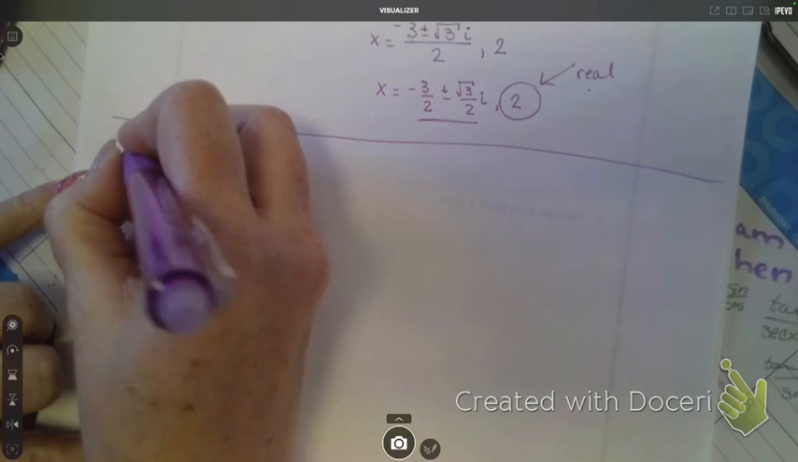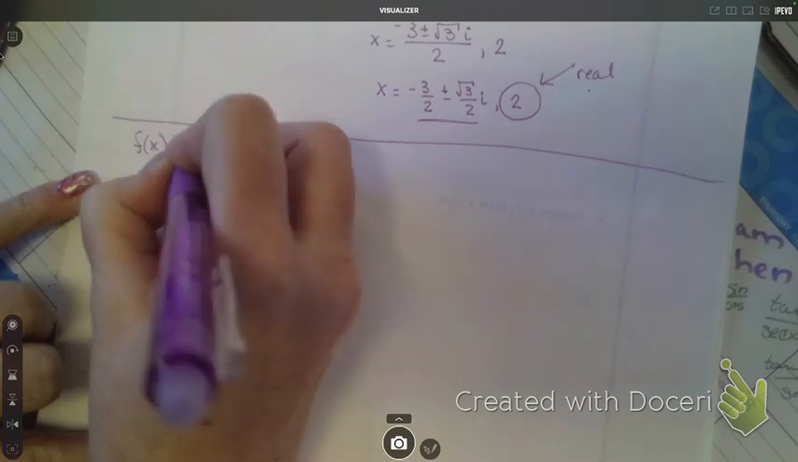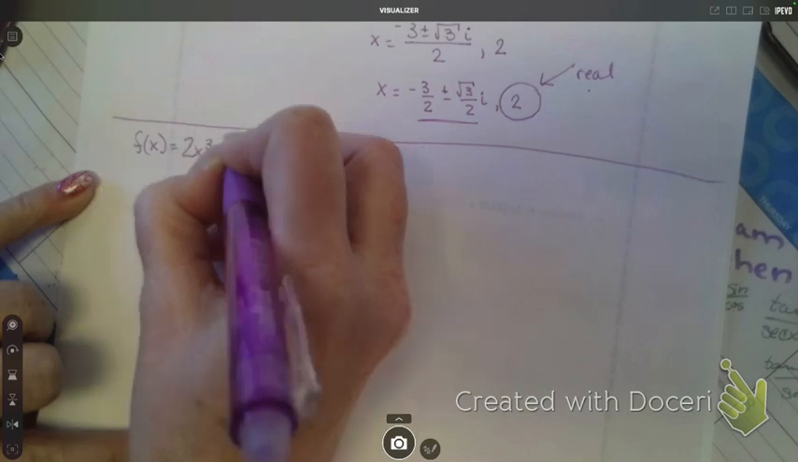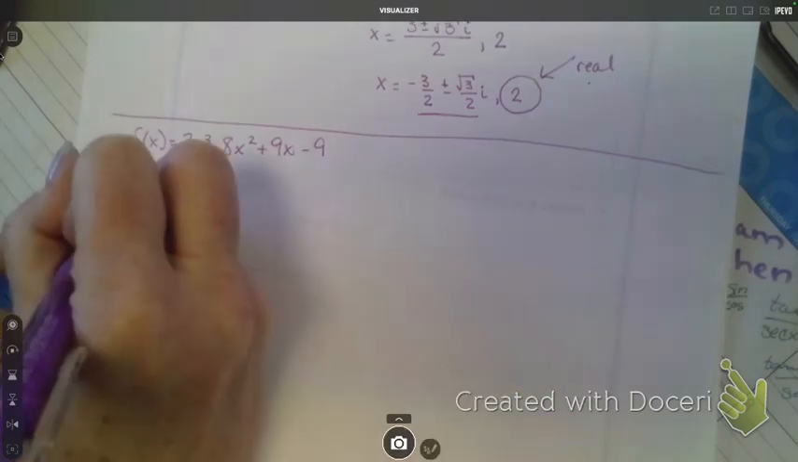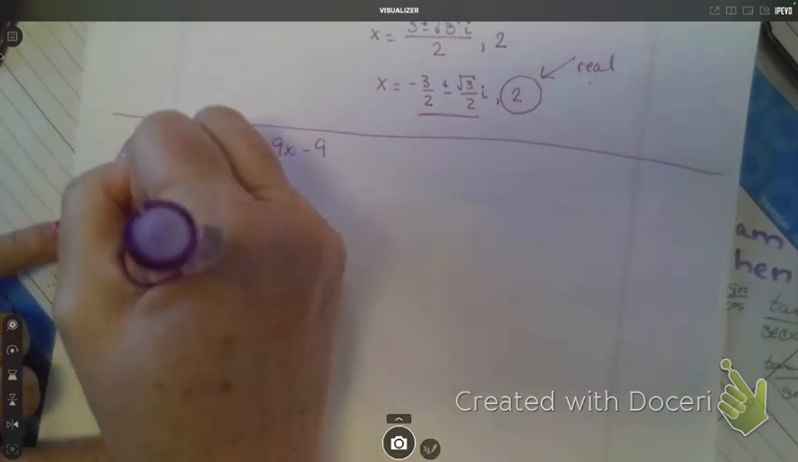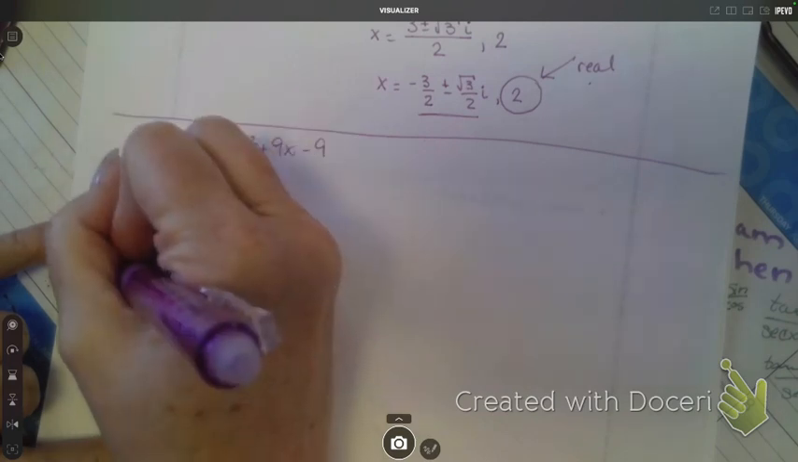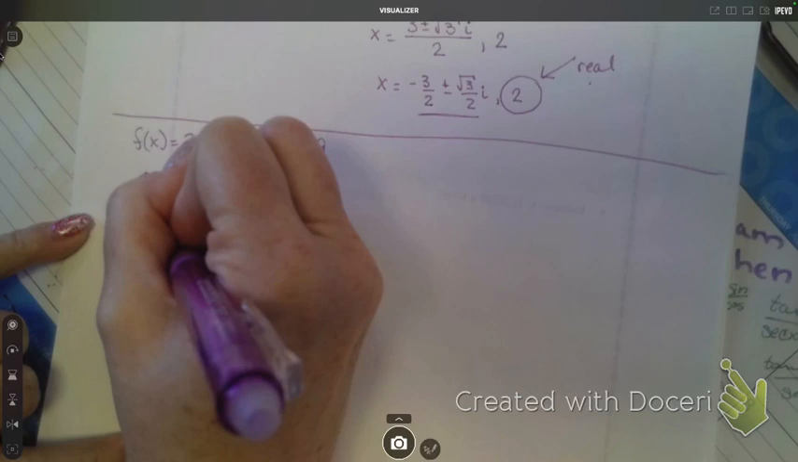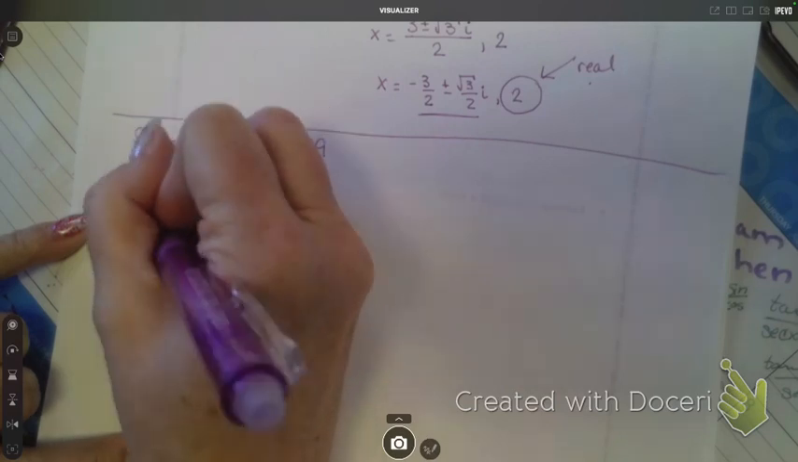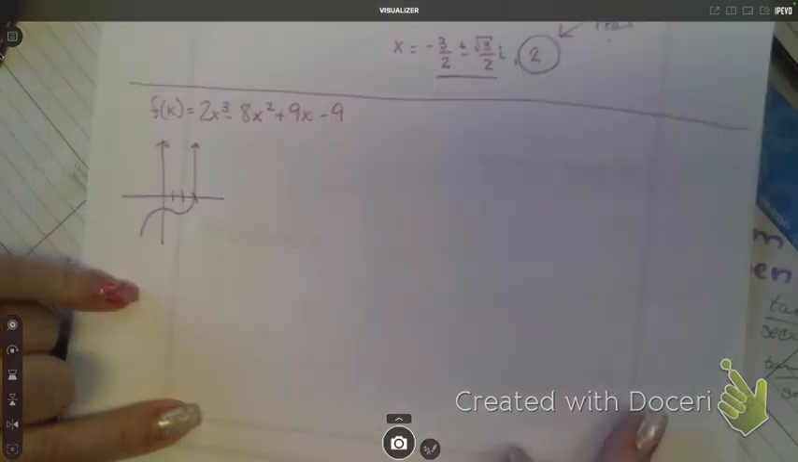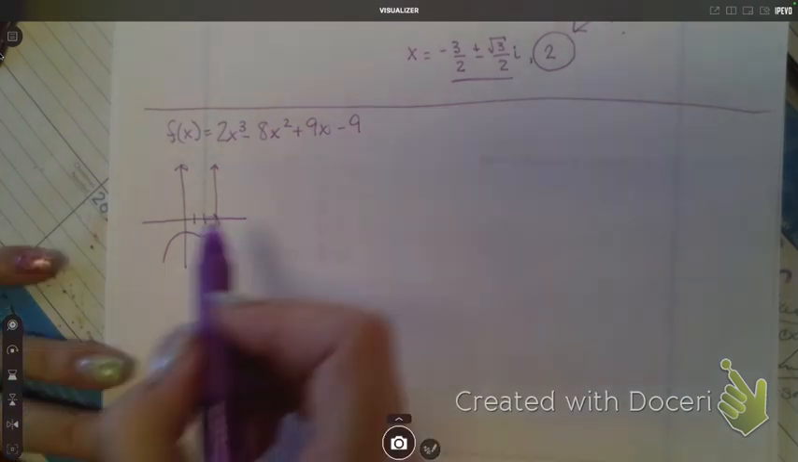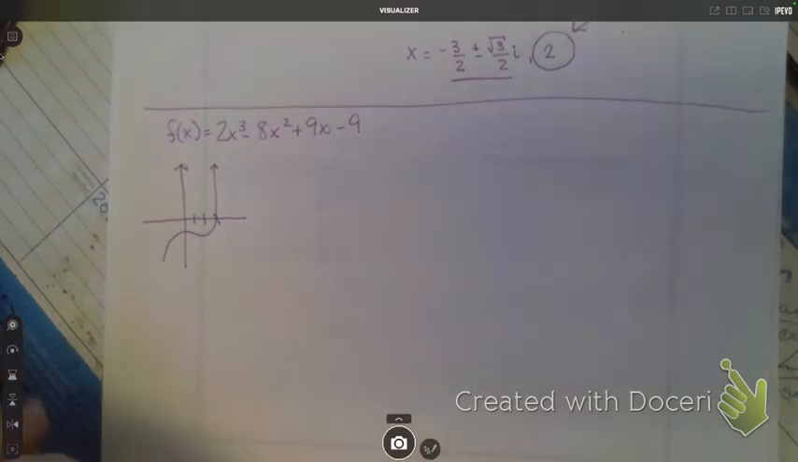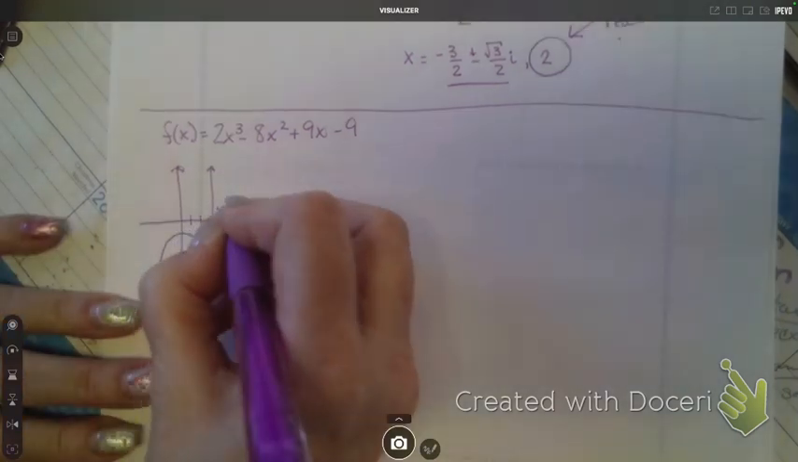So the function is f of x equals 2x cubed minus 8x squared plus 9x minus 9. The graph looks like this. So what do we know is a zero? 3. Right? Okay, so we're going to synthetically divide by x equals 3.